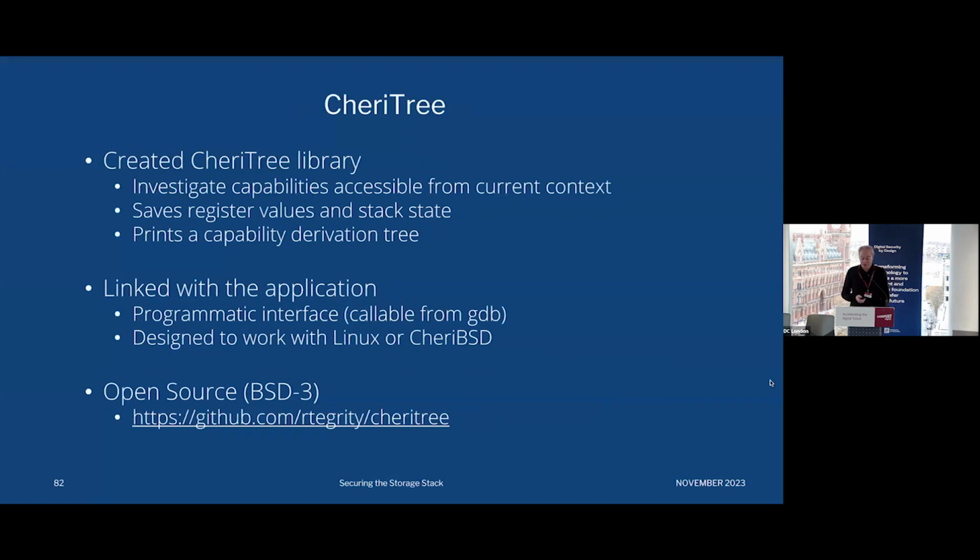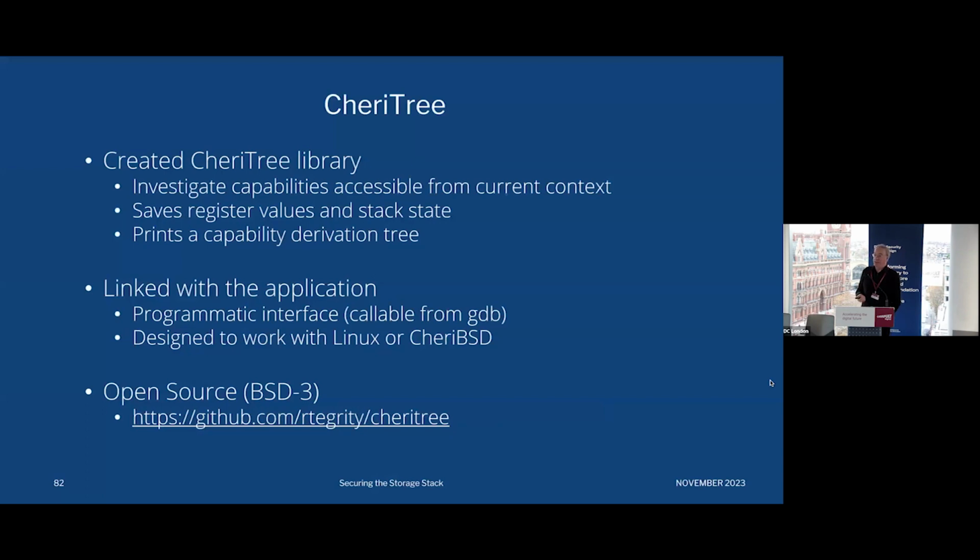We created CheriTree, which is a library to allow you to investigate what capabilities are in use. It saves the current register values and the stack, and then prints a capability derivation tree for you, so you can see what you've actually got in the context that you're running.